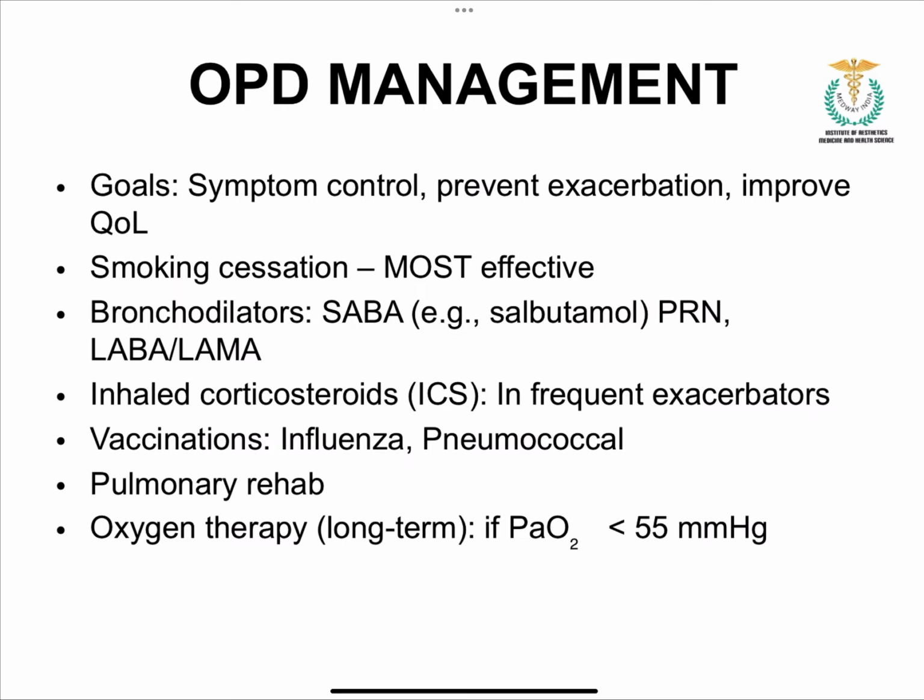Next is management, how you can manage the condition. In OPD management, treatment focuses on improving the symptoms and preventing and treating exacerbations. The main goals are symptom control, preventing exacerbation, and improving the condition. First, the important thing is smoking cessation; you have to advise the patient to stop smoking. You can advise bronchodilators like salbutamol PRN, LABA, LAMA, etc. And inhaled steroids can reduce the inflammation and open the airway, so you can advise inhaler medications.